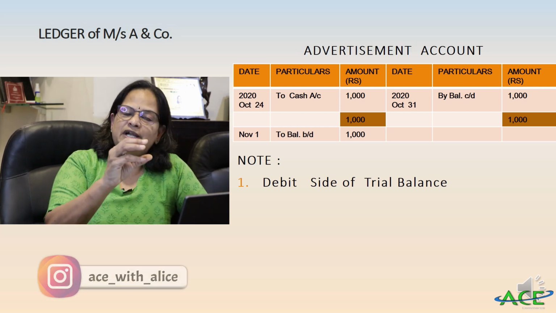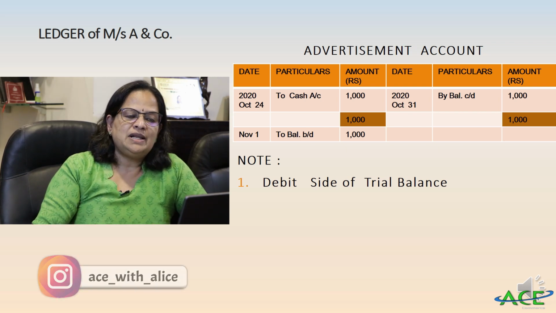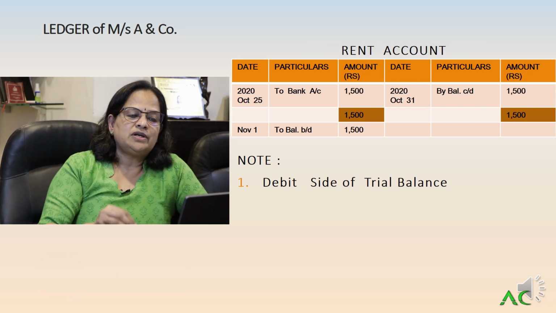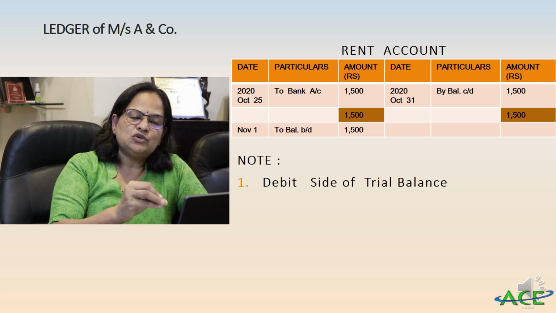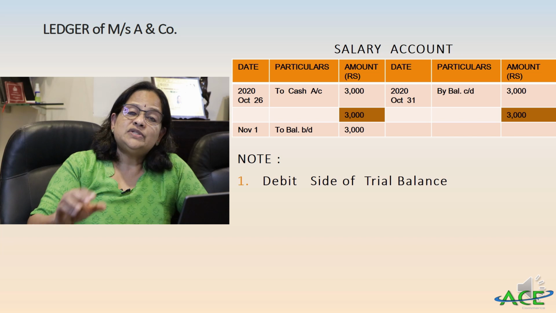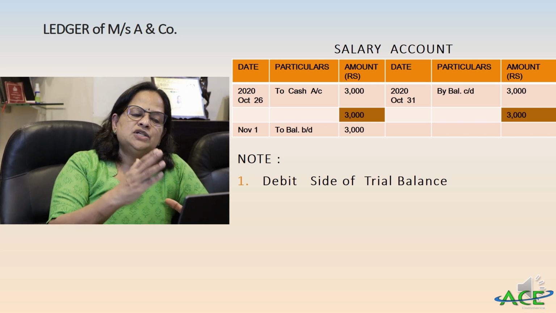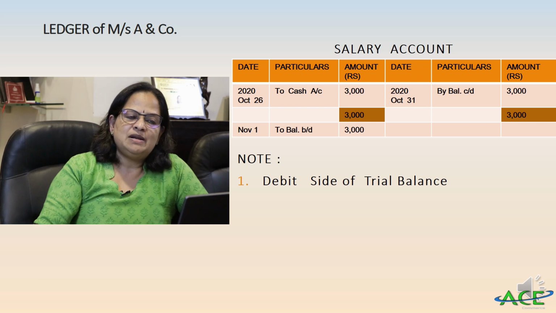Advertisement account, only debit side entry is there, 1000. So this will go to the debit side of the trial balance. Next is rent account. Only debit side entry is there, 1500. This will go to the debit side of the trial balance. Now salary account, cash account 3000. Only debit side entry is there. So this will go to the debit side of the trial balance.